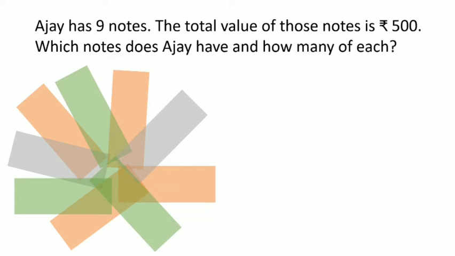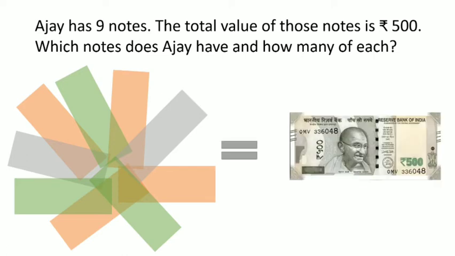So let us start. Ajay has 9 notes. The total value of those notes is rupees 500. Which note does Ajay have and how many of each? So students, let us solve it.